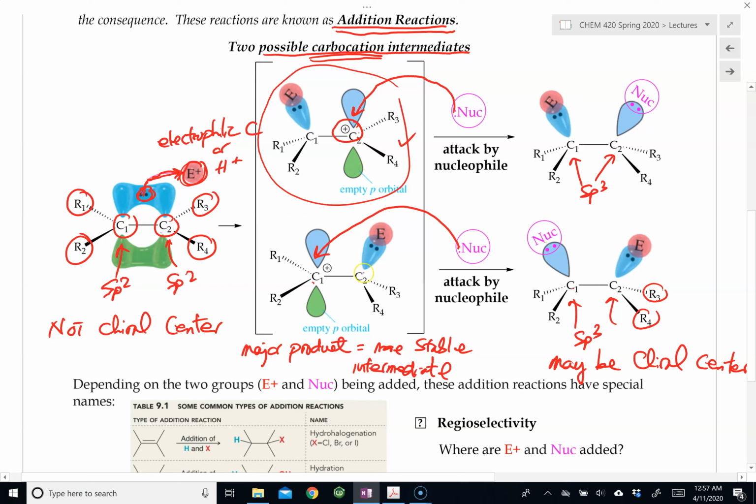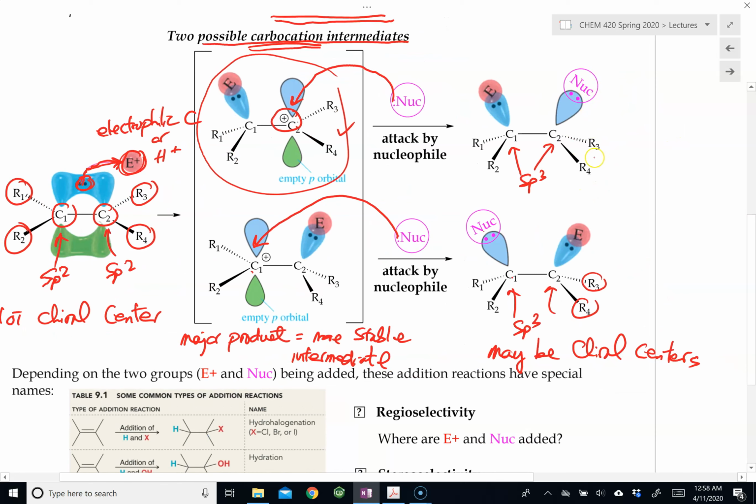And again, because of these two carbocations right here, depending on what R1, R2, R3, and R4 are, they may have different stability. So the major product would be from the more stable carbocation intermediate, so that's the one that will form more. That's how we can figure out which of these would form. Once they form, they are followed by the nucleophilic attack, producing these two products right here. Which of these products is major depends on the stability of the carbocation intermediates.